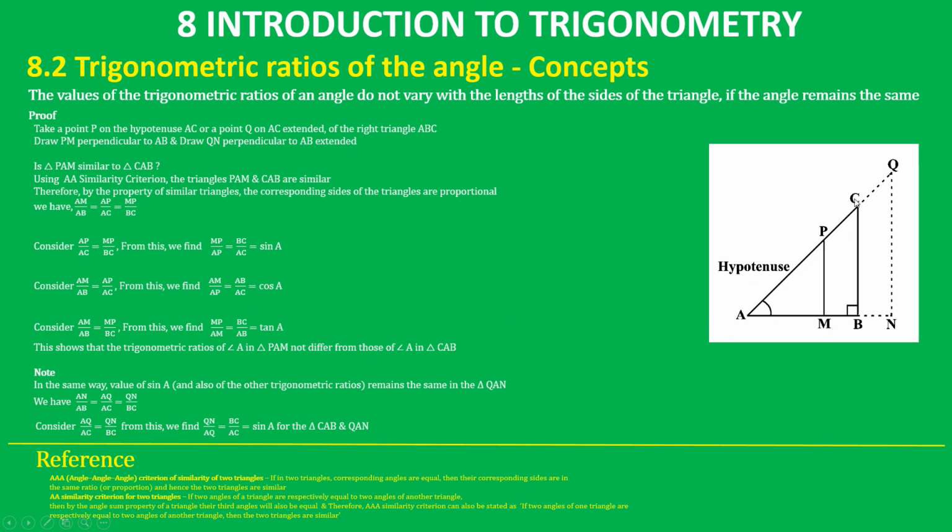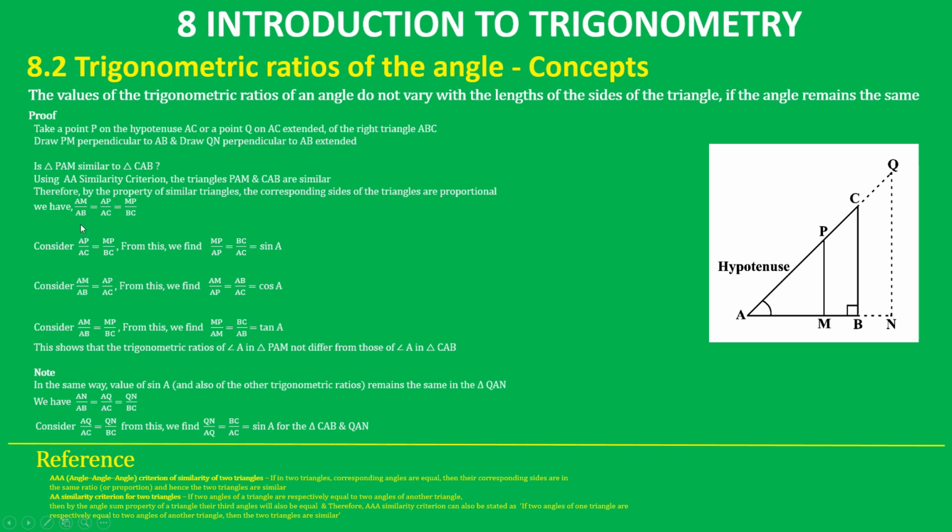Alright. Now consider this triangle CAB. What is the cos A? AB by AC. That is AB by AC, cos A. What is it trying to say? It is independent of the sides of the triangle, correct? Now we consider another place.